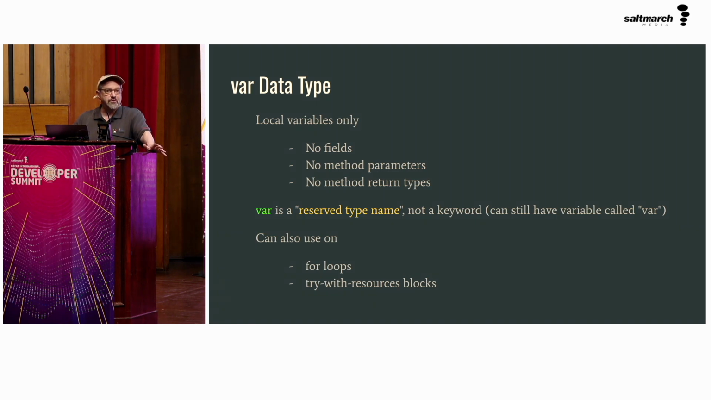It's local variables only. Where is it useful? Well, on for-each loops, it could be nice there, and on try-with-resources blocks. But also, if it's obvious to the most casual observer what the right-hand side is, a new Employee or a new Project or whatever, then on the left-hand side, you could just say var.